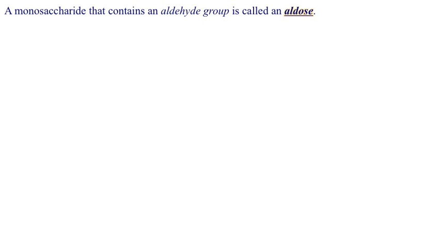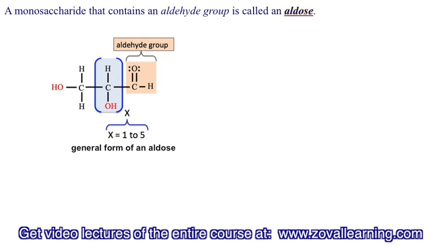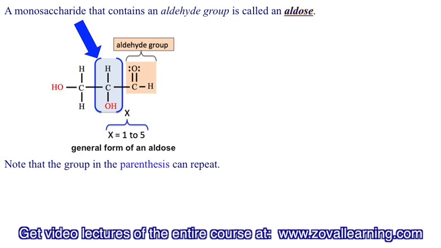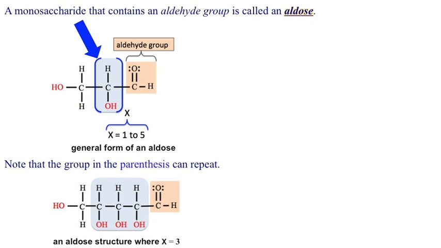A monosaccharide that contains an aldehyde group is called an aldose. You're looking at the general form of an aldose. Notice that the group in the parentheses can repeat. X is the number of times that group repeats. For example, if X equals 3, the structure of the aldose is shown on the bottom left.